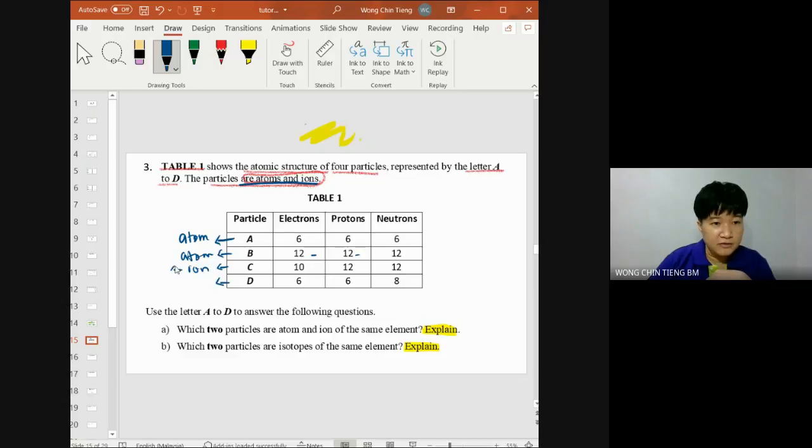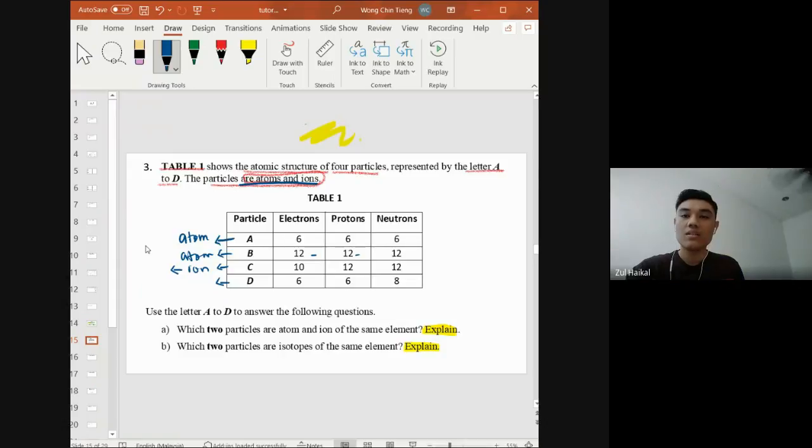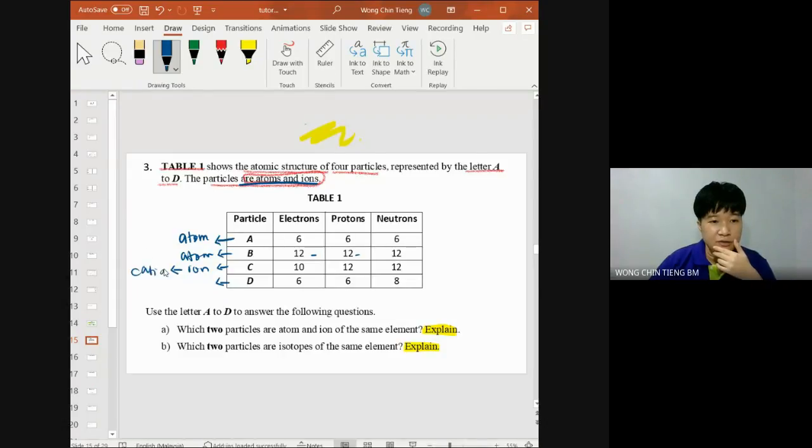Okay, next question. Zul, what type of ion? Positive or negative? Positive. Positive nama dia apa? Cat ion. So it's a positive ion, cat ion. Alright, setuju ke?